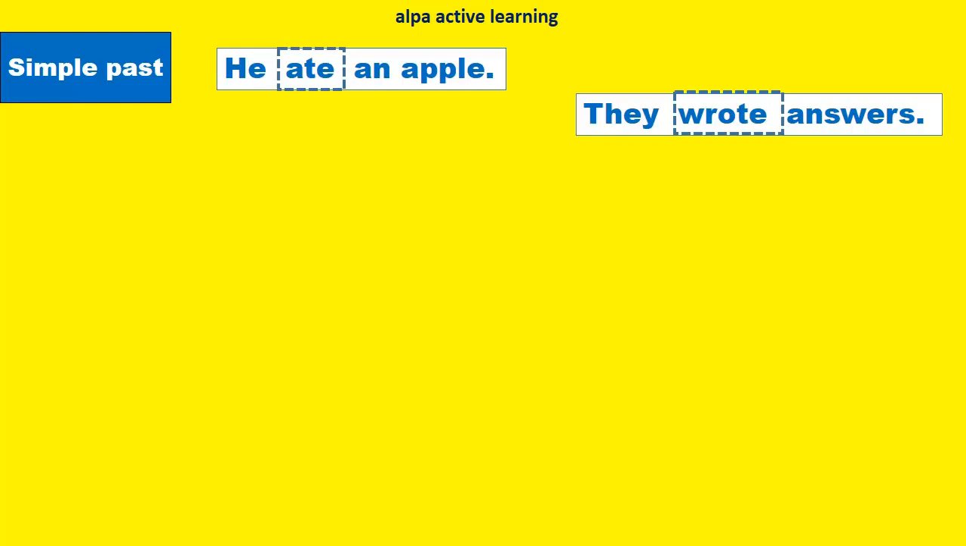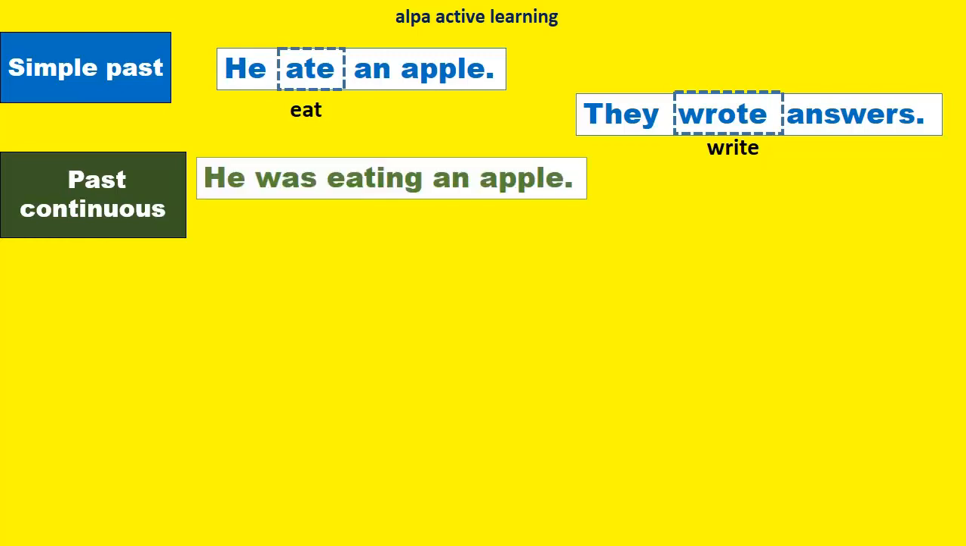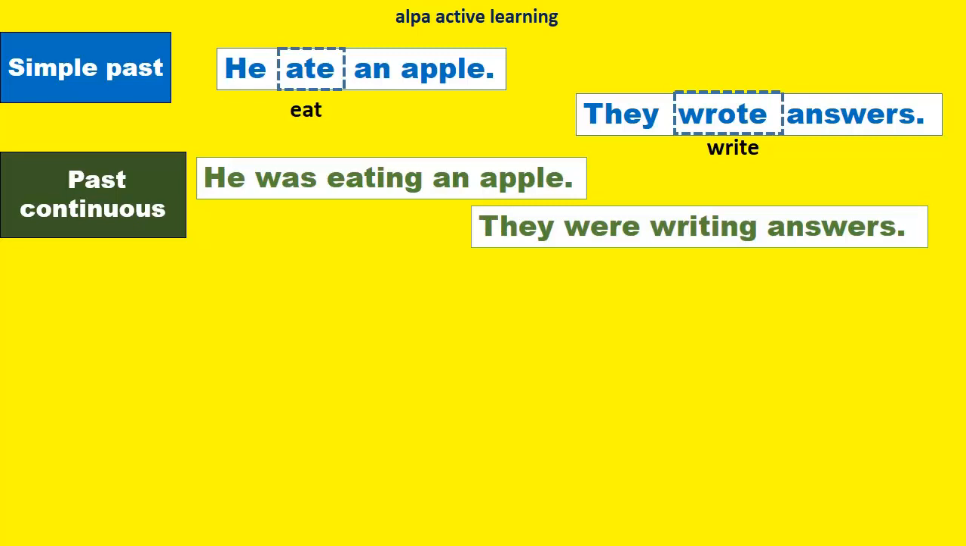So now to convert this into past continuous, now we know which are the helping verbs, was and were. Was for singular, were for plural. So now this becomes he was eating an apple. Clear? And now they यानी बहुत सारे लोग हैं, plural है. So they were writing answers. Clear, children? So now the next is past perfect.